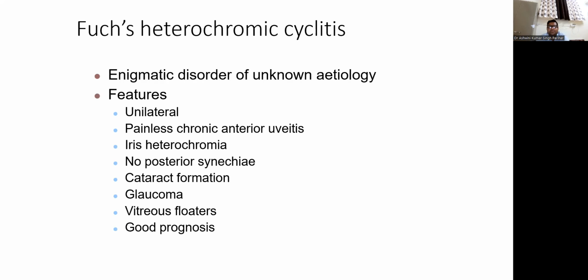Coming to a few etiologies which I have already mentioned, a few interesting syndromes. Fuchs cyclitis, I mentioned it's an enigmatic disorder, and usually the patient will have painless chronic unilateral uveitis in a young adult. Usually a female patient will have heterochromia. Usually the patients will not have any synechial formation, so no intraocular pressure fluctuation, and the patient will usually have a good prognosis with this condition.